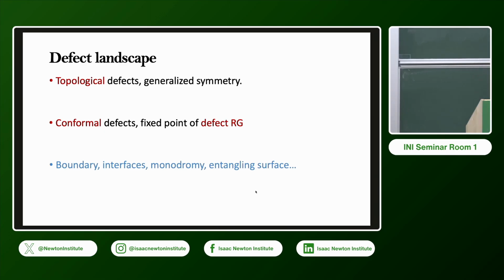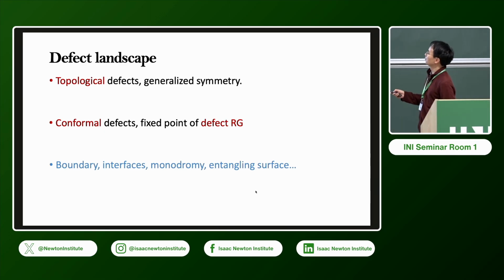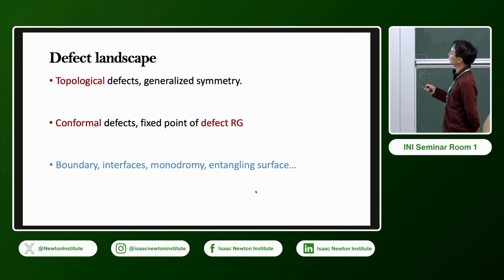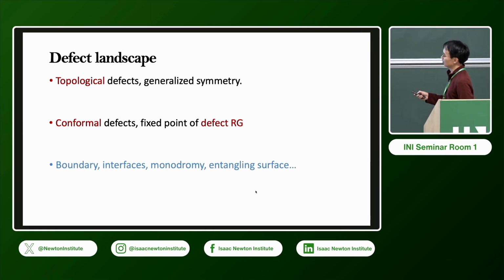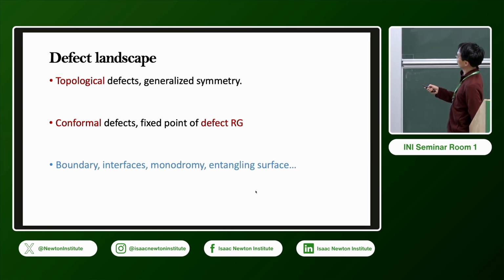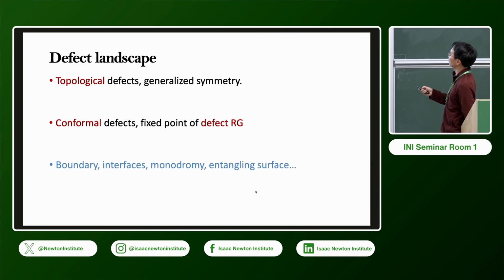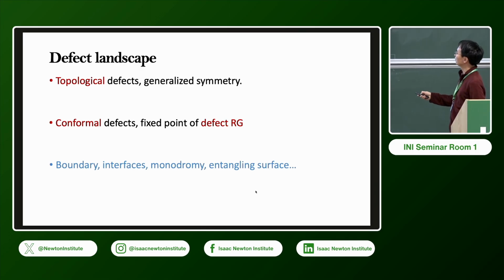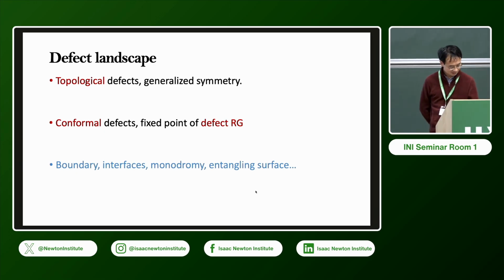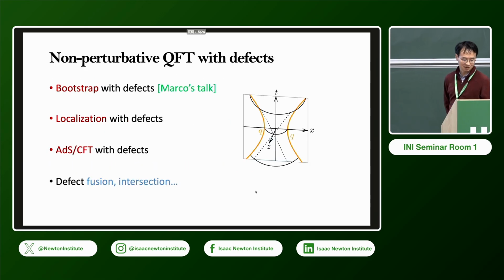Conformal defects usually appear as fixed points of the defect RG, as we already saw from the morning's talk by Lawrence. You can discuss the general RG located on the boundary, or in this case, you can discuss the RG located on the defect, the so-called defect RG flow. There are many other examples. For example, interfaces, monodromy, or even entangling surfaces can be broadly viewed as defects. So this is called the defect landscape. It appears everywhere.